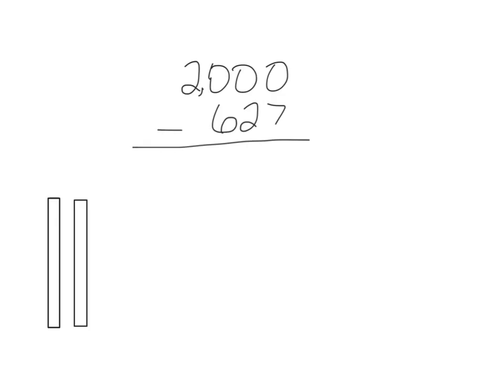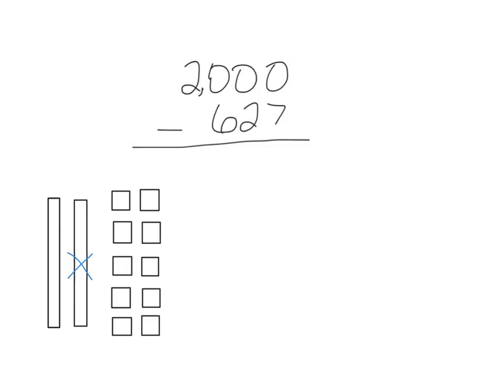So what we need to do is take one of these 1000 rectangles, and I'm going to draw an X through it, and that 1000 rectangle will break into 10 100s squares. As you can see, I've broken up that 1000 rectangle into 10 100 squares. Now what we've done is we've taken one of the 2000s and we now have a 1000 left. And then instead of having 0 hundreds, we now have 10 hundreds.